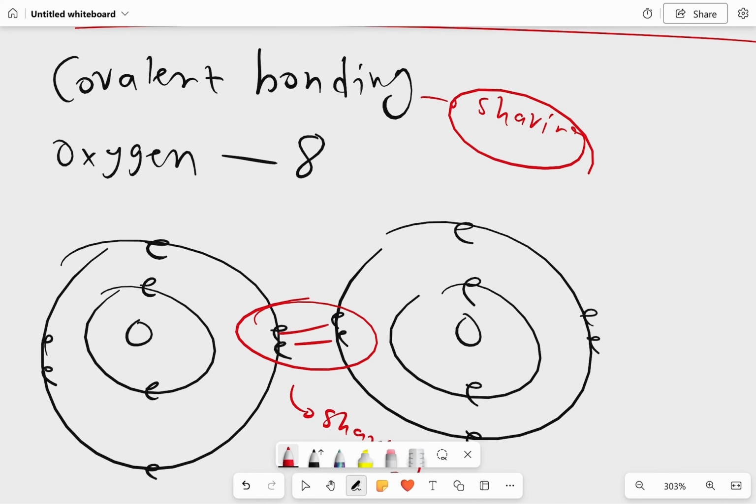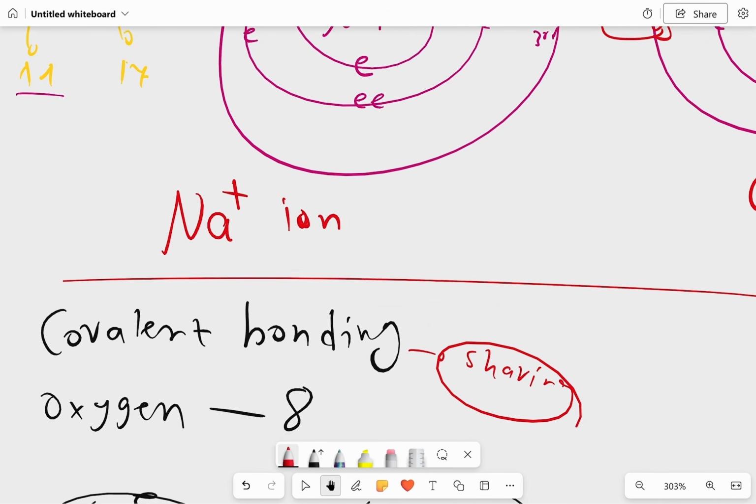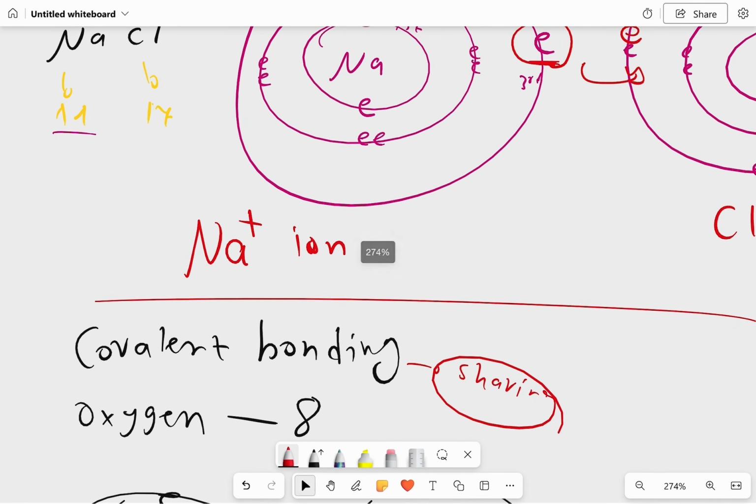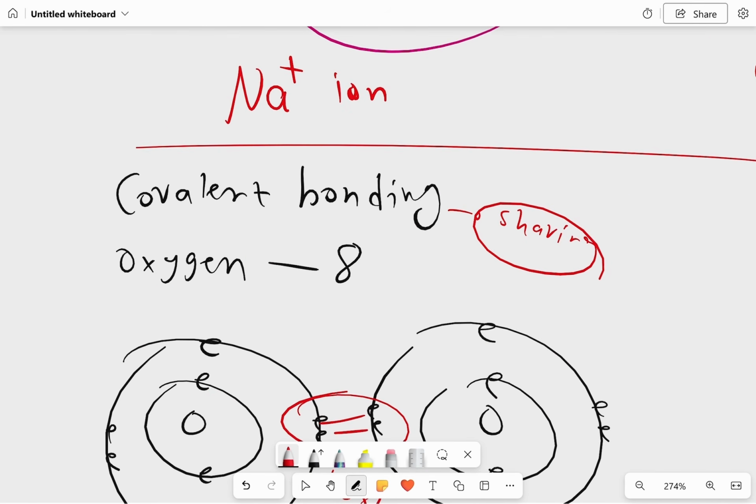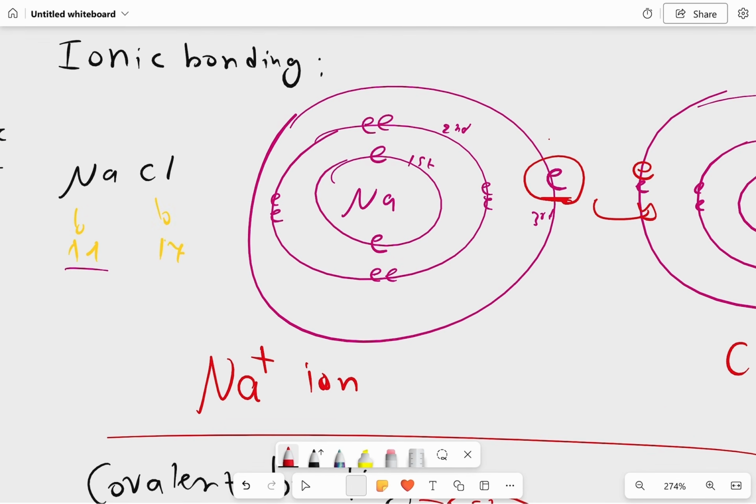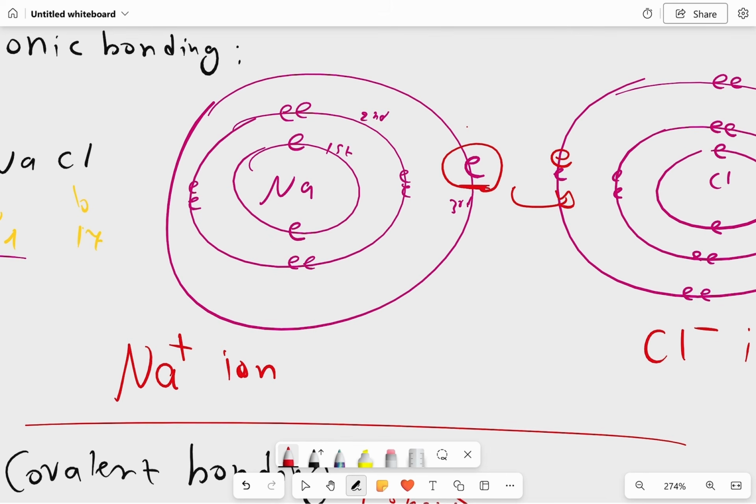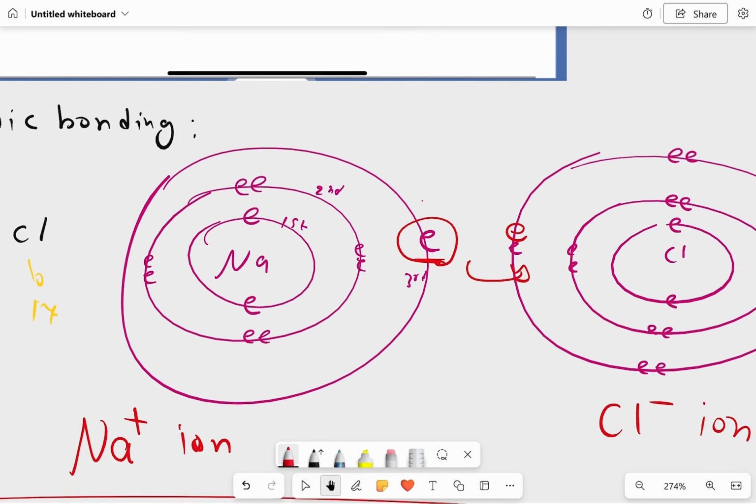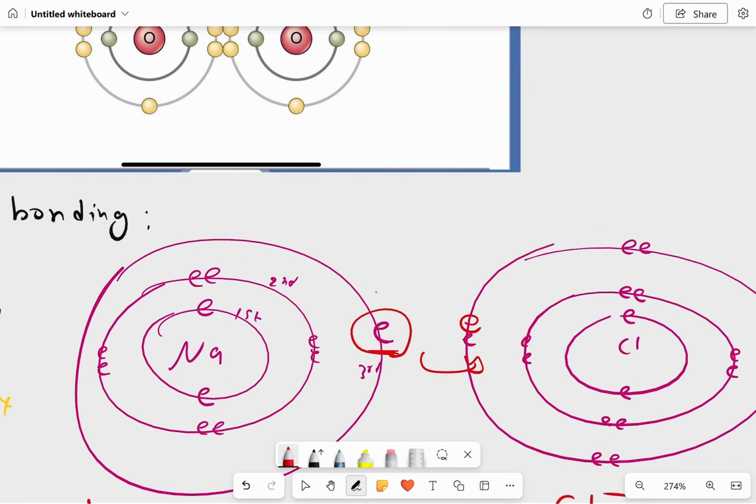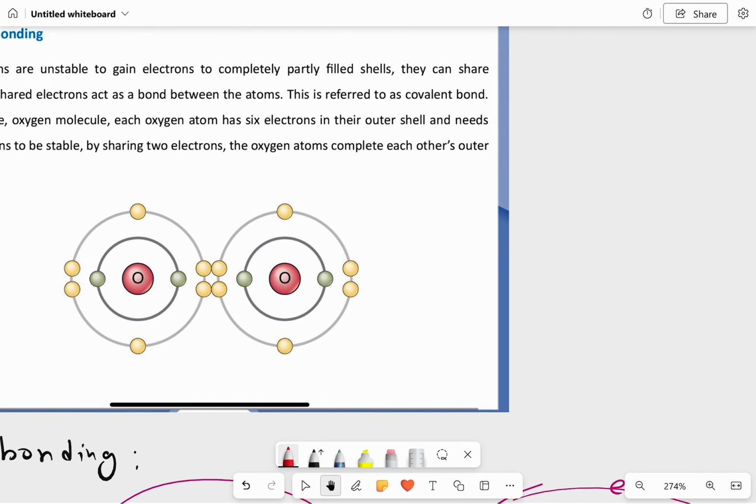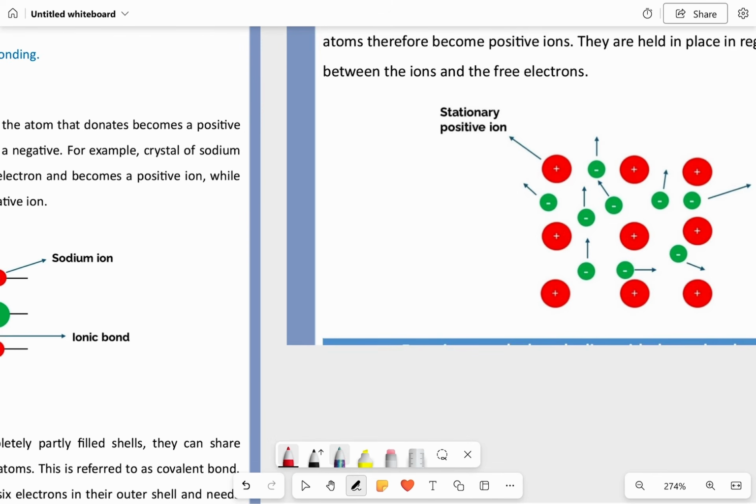An important note, and you have a question in chapter review 2: which one is stronger, ionic or covalent bonding? Of course, ionic bonding is stronger because when an atom receives and the other one donates, there is a strong attraction force between the negative and the positive charges. That's why an ionic bond is much stronger than a covalent bond.